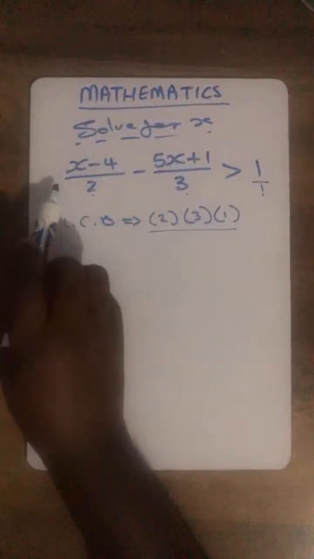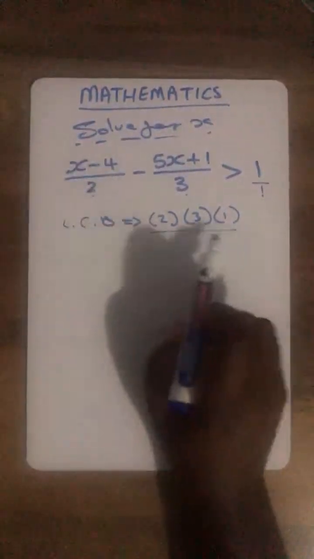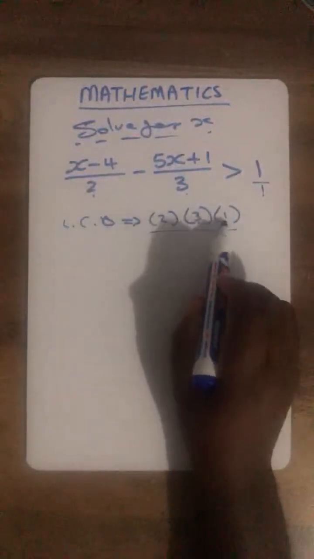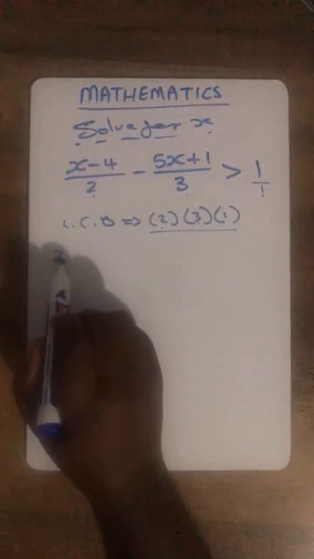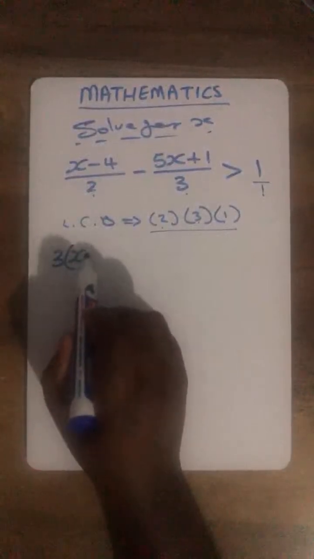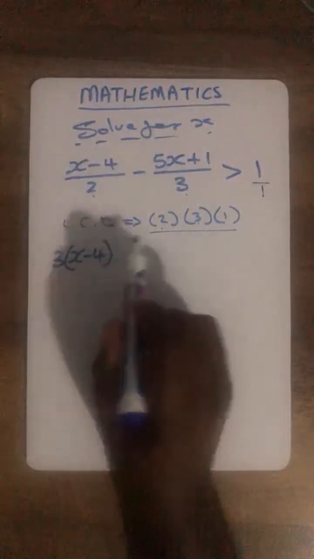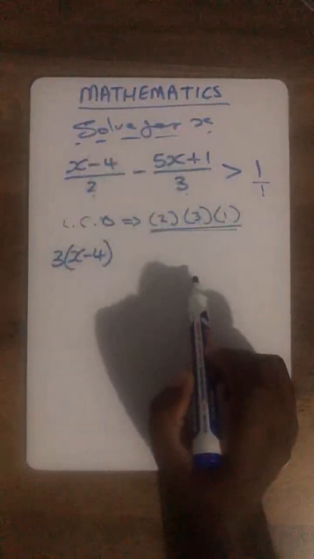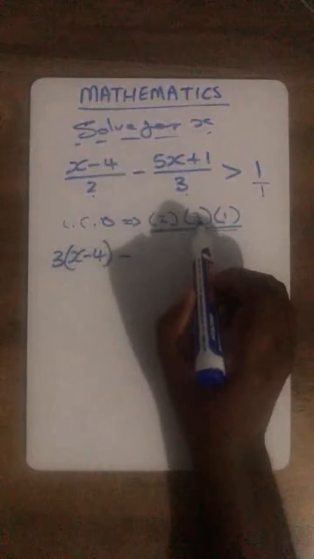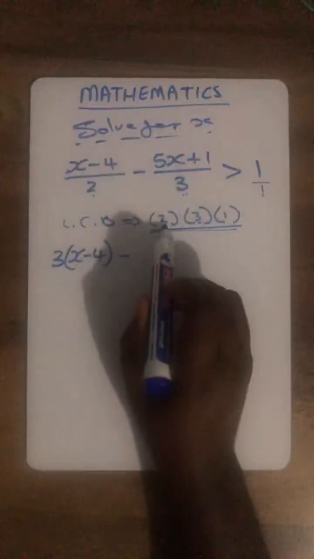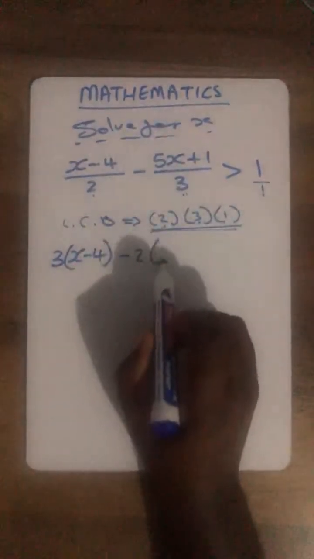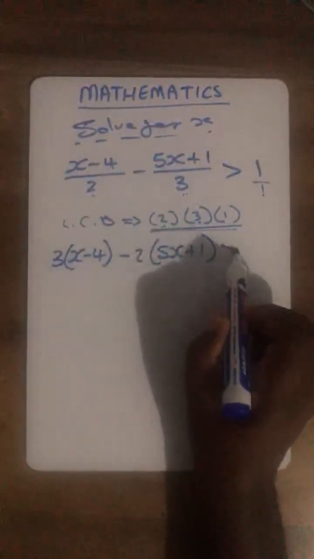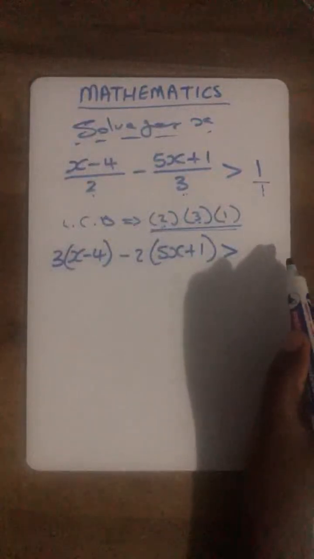If you multiply that first term by that, this 2 is going to cancel with that 1. So you just remain with that 3 and 1, which is 3. Then this 3 is going to cancel with that 1, so you have 2 times 1, which is 2, into 5x plus 1, and then you have greater than as your sign.